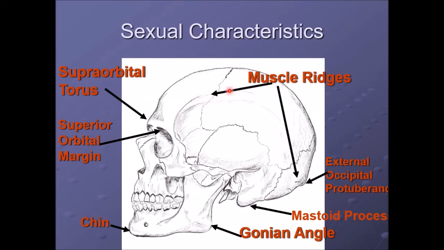The muscle ridges, like up here, down here, and the external occipital protuberance here, the mastoid process, all of these are muscle attachment points, and they tend to be much more robust in males. Chin tends to be squared off. That gonial angle, you can see it's now bulging a little bit. And you can see this angle. This is the angle I was talking about in the last slide. See this? Nearly 90 degrees in a male. In a female, it's going to be opened up, a wider angle.